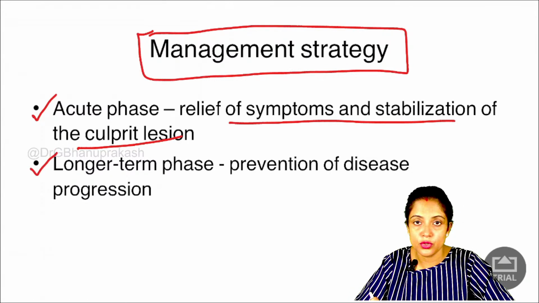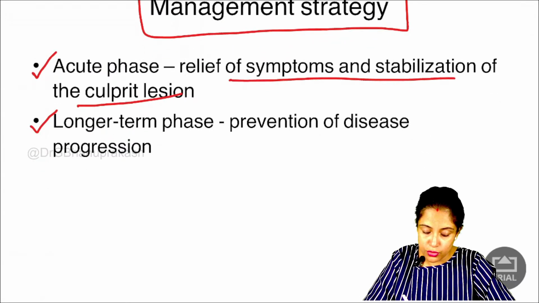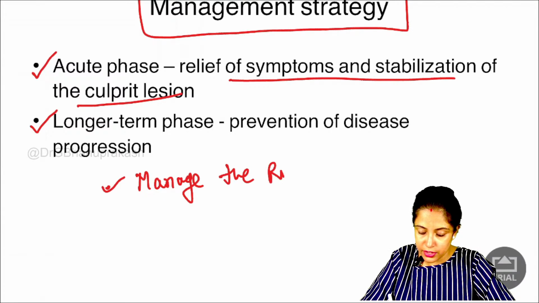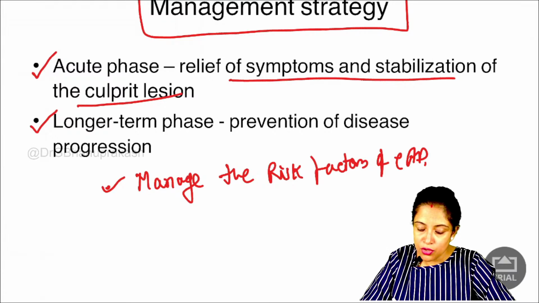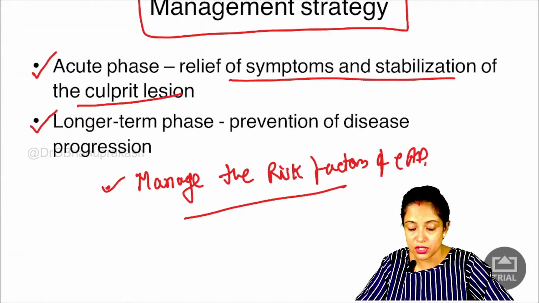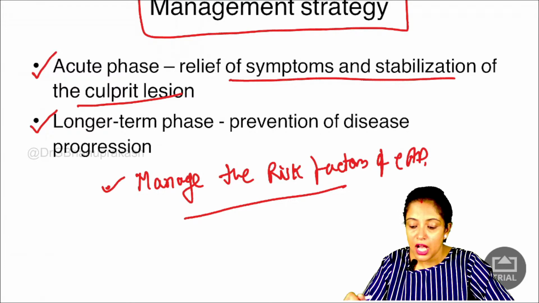In the long-term phase, for the long-term management, we will try to prevent disease progression, and we will also try to manage the risk factors of CAD. It is not that we should only manage the acute presentation, but we also need to manage the risk factors of the patient so that the patient does not develop any future cardiac events.